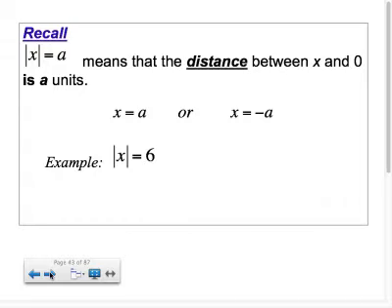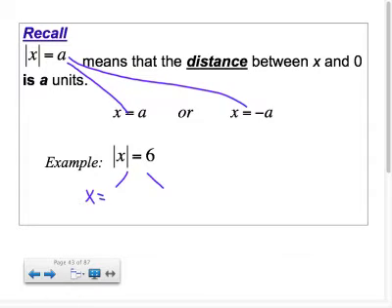Remember, the absolute value of x equals a. What that means is it means two different things. You branch off to either x equals a or x equals the opposite of a. So for example, if the absolute value of x equals 6, then what that means is that x either equals 6 or x could be negative 6. Either solution will work there in that absolute value equation.